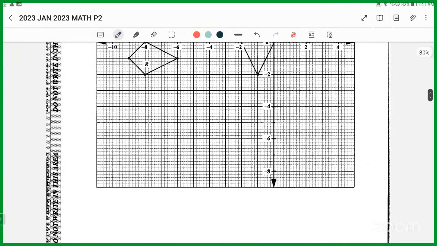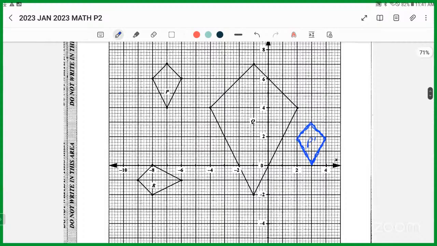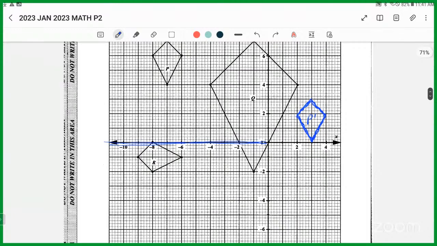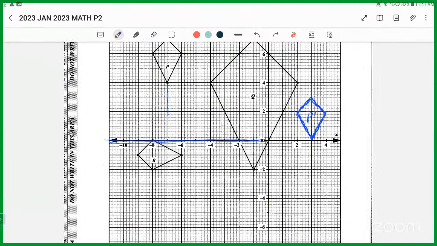So the x-axis right here, reflecting that in the x-axis. Do the reflection one point at a time. Image distance equals object distance. So this point, for example, is 1, 2, 3, 4. You're going to go 4 on the other side of the mirror line: 1, 2, 3, 4 to here.